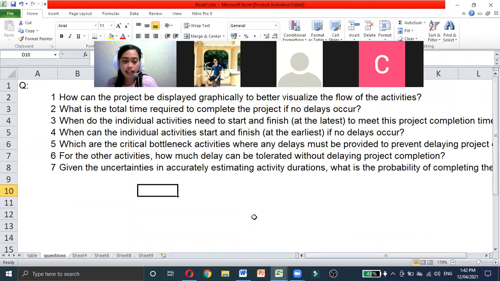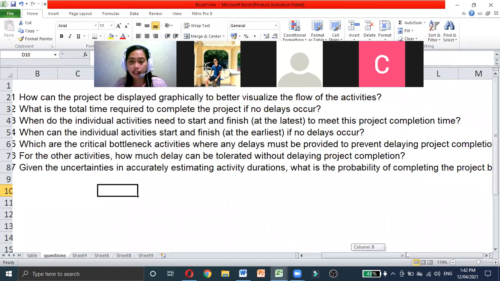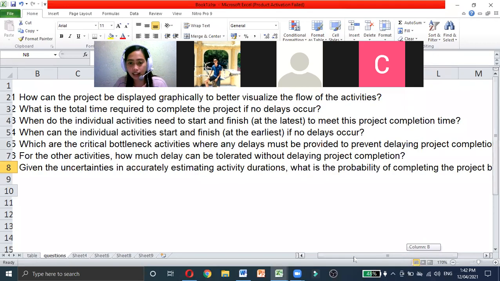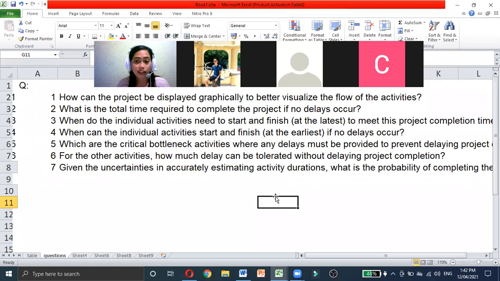So the last one is, given the uncertainties in accurately estimating activity durations, what is the probability of completing the project by the deadline? How are you going to compute for the probability? Who can still remember from our Stat 1? How are we going to identify the probability of completing the project?